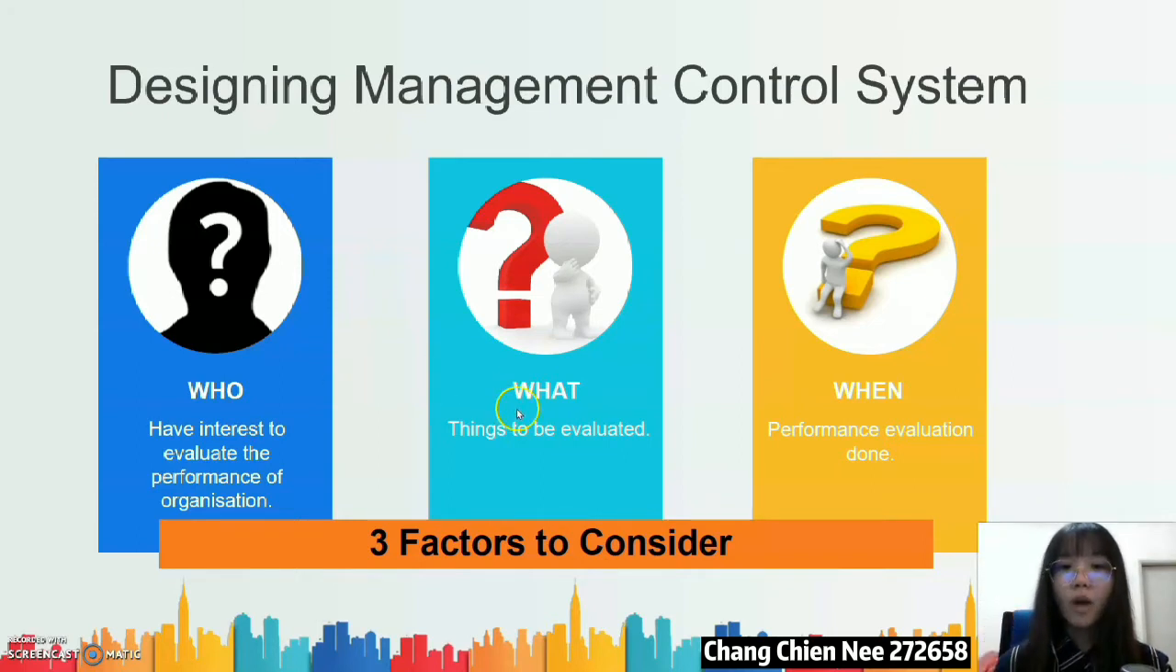Second is, what is being evaluated? The MCS is affected by the nature of operations in terms of divisibility within an organization. In some companies, the division is by product, whereas in others, it can be something else. Third is, when will the performance evaluation be done? The manager would prefer to get the result in a specific time frame.